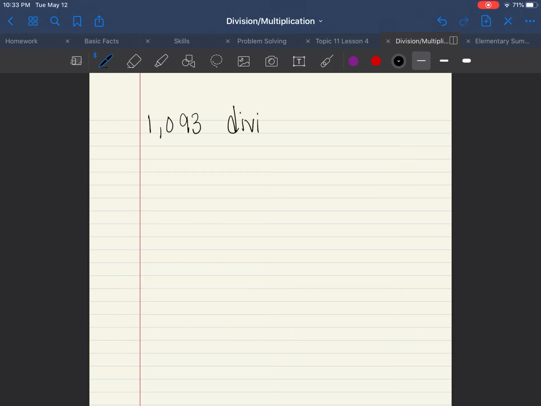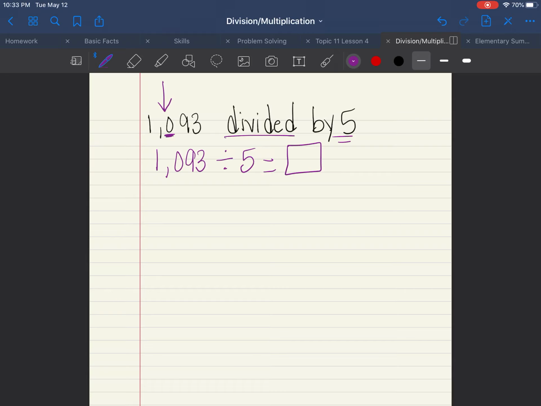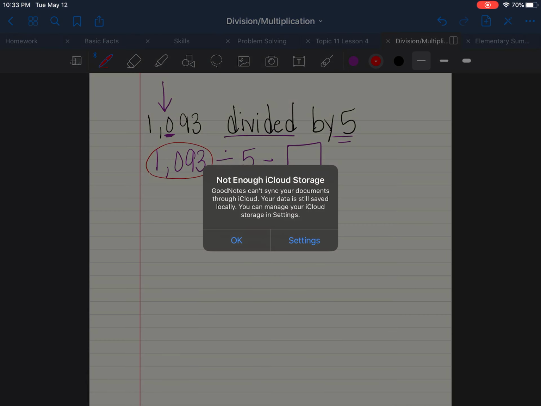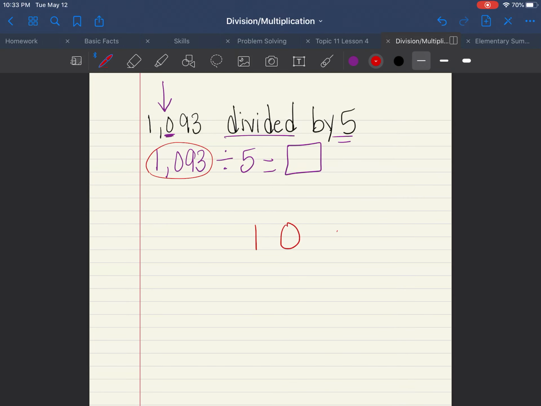I'm going to go ahead and do the next one. That says 1,093 divided by 5. A lot of students have problems dividing when it has 1,093 and you see the 0 here. So make sure you're paying attention to this problem. I'm going to write a number sentence. Well, that will be 1,093 divided by 5 equals my quotient.